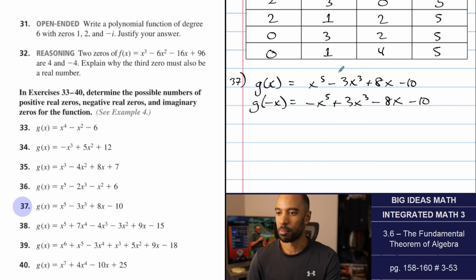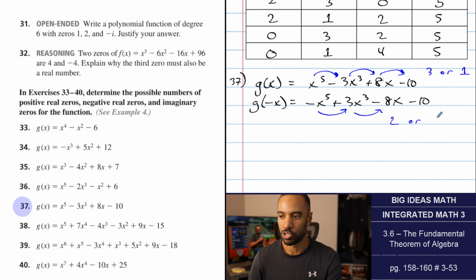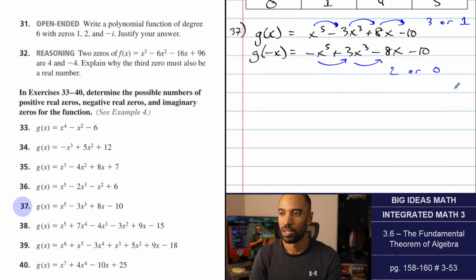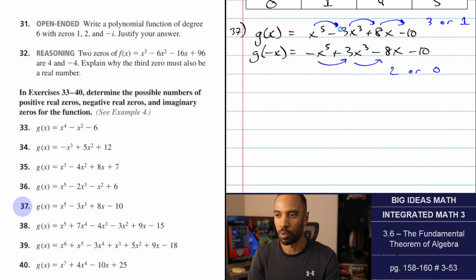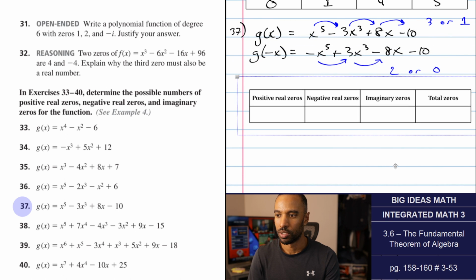So let's look at the positives. We go from positive to negative, negative to positive, positive to negative. That gives us 3 or 1. This is negative to positive, positive to negative, and that sign stays the same. So this is 2 or 0. Remember, they go down by 2's. So I think that gives us another table of 4 to deal with, right? So we have to increase this to 4.